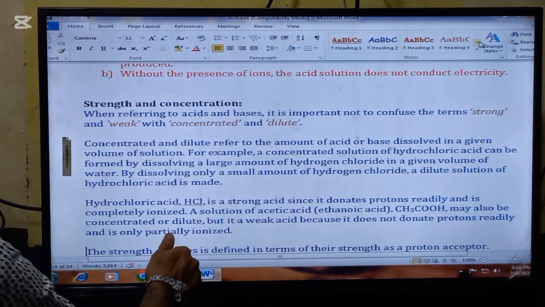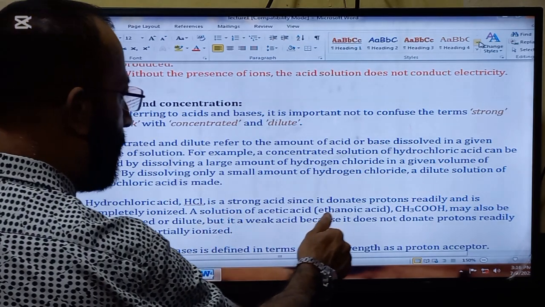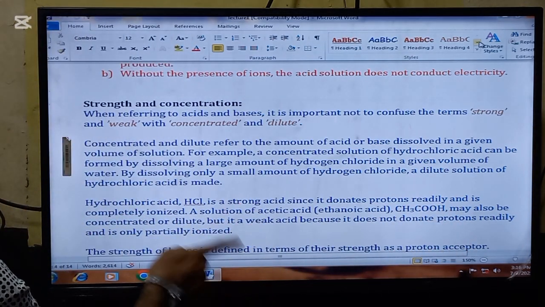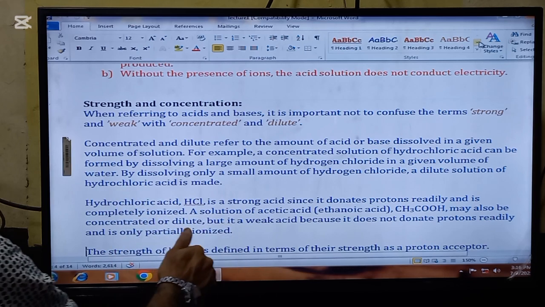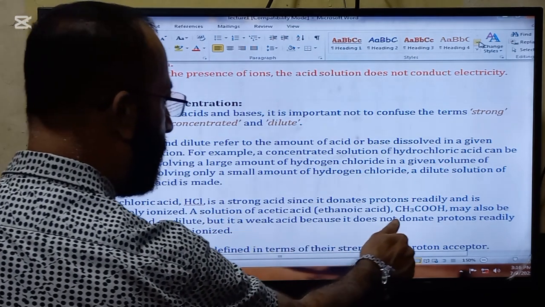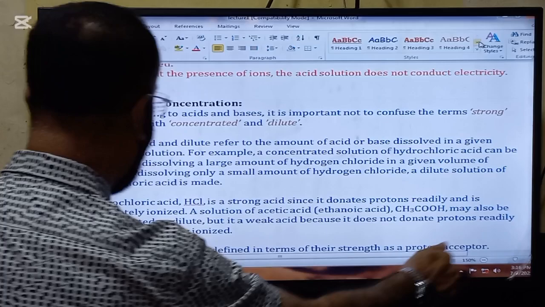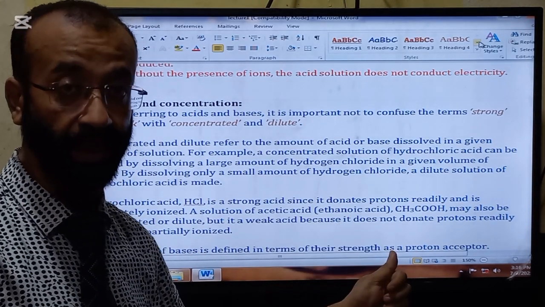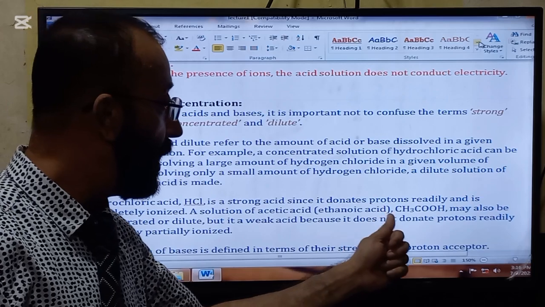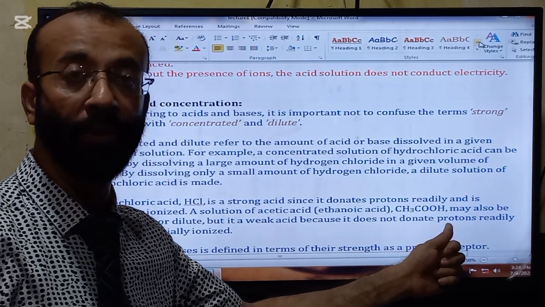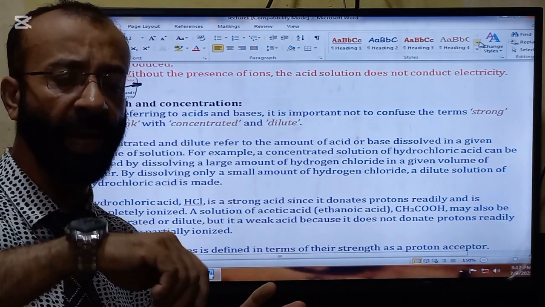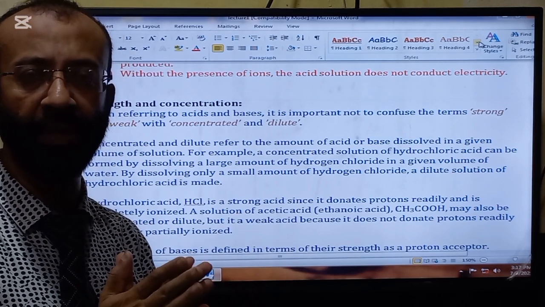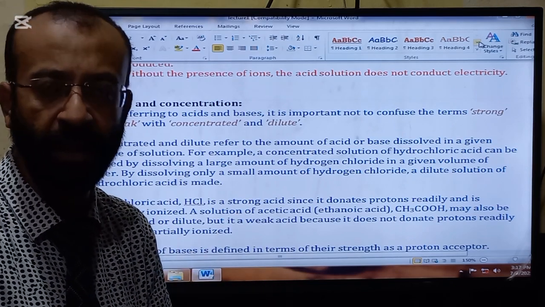Hydrochloric acid, HCl, is a strong acid since it donates protons readily and is completely ionized. So that's why this is called a strong acid. A solution of acetic acid, that is CH3COOH, may also be concentrated, because you have dissolved a lot of CH3COOH in a given quantity of the solvent.